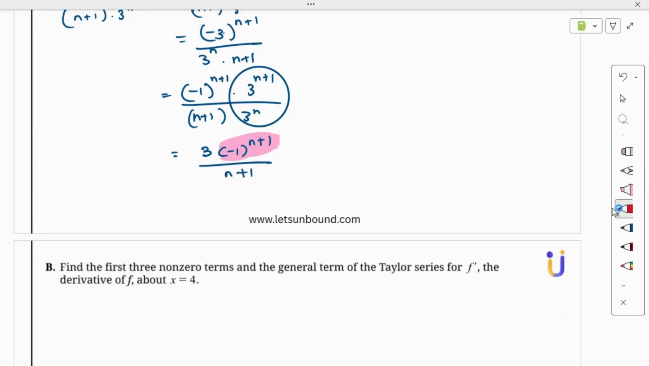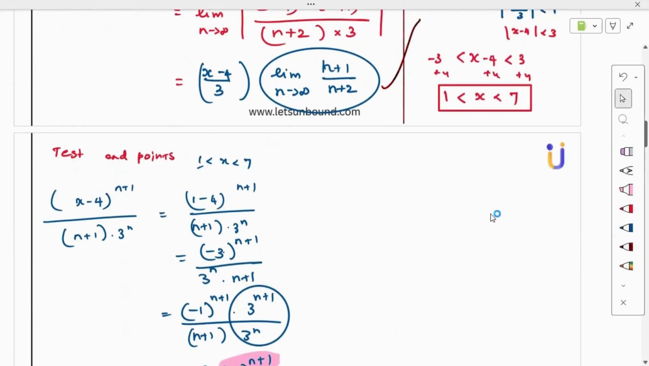When n plus 1 is odd, you will get negative. When n plus 1 is even, you will get positive. So alternating series, it will be decreasing and limit to 0. So this converges at x is equal to 1. This is testing the endpoint at x is equal to 1. So yes, it converges, which means I can include 1 also, right? And next one at x is equal to 7.